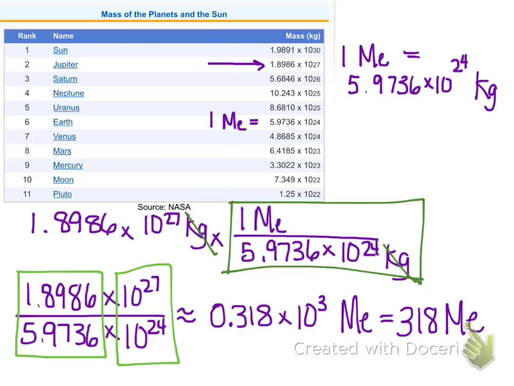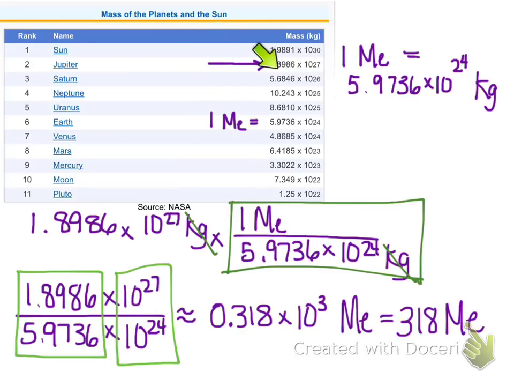Okay, so what do I mean when I say that Jupiter has a mass of 318 MEs? It means that if I took 318 Earths, that would equal the mass of Jupiter. So that is a really useful unit. It makes so much more sense than looking on this chart at these huge numbers in scientific notation.